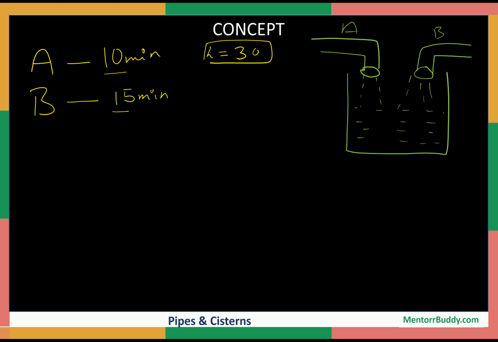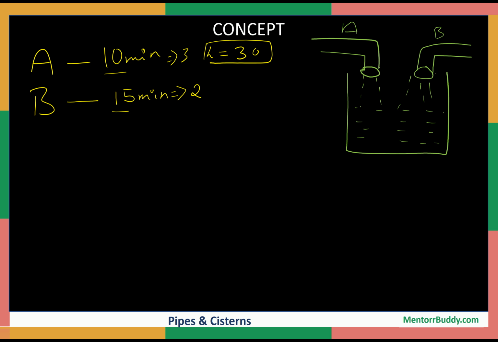Then LCM divided by the timing will give us efficiency. That is, 30 divided by 10 will give me 3. And similarly, 30 divided by 15 will give me 2. So the efficiency of pipe A is 3 and the efficiency of pipe B is 2.